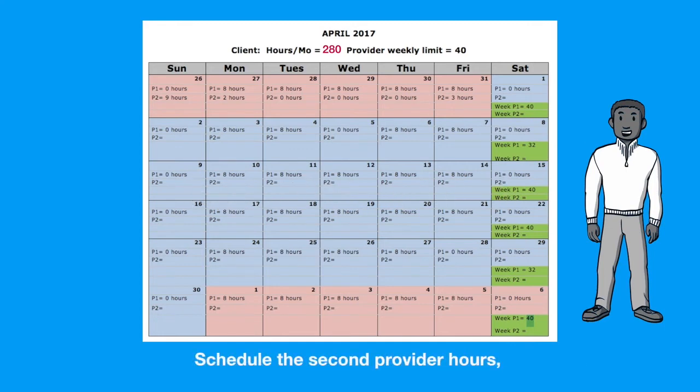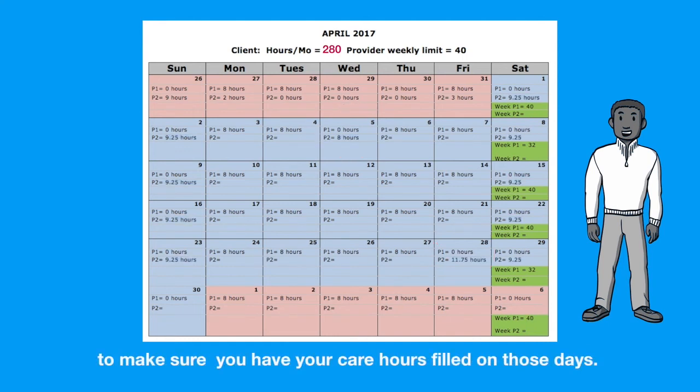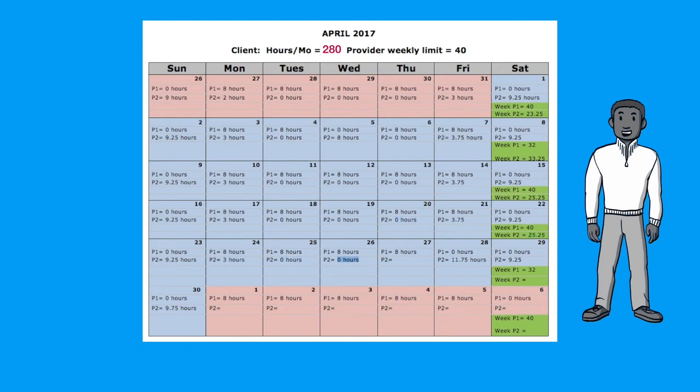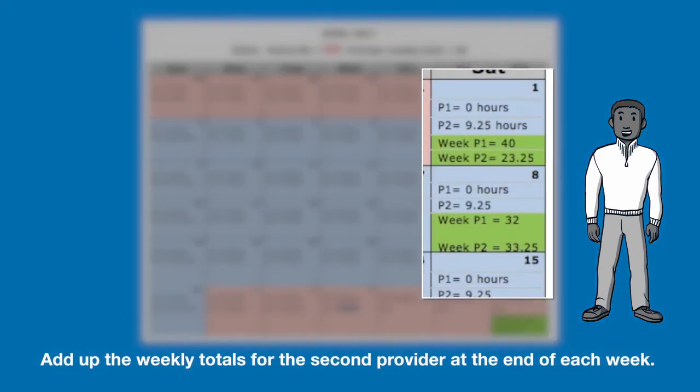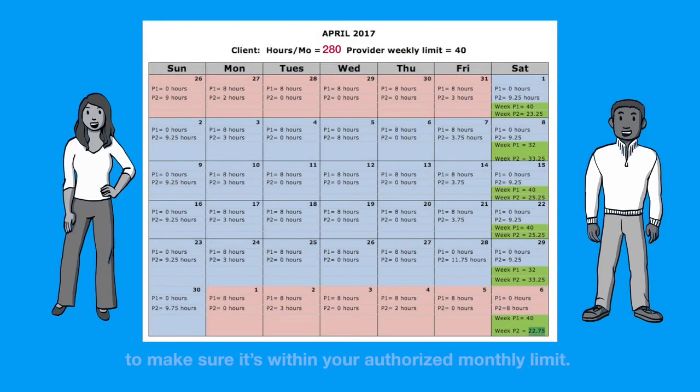Schedule the second provider hours, starting with all the days that the first provider is taking off to make sure you have your care hours filled on those days. Schedule the remaining workdays according to your needs and preferences and the availability of the provider. Add up the weekly totals for the second provider at the end of each week. And again, check the monthly total to make sure it's within your authorized monthly limit.